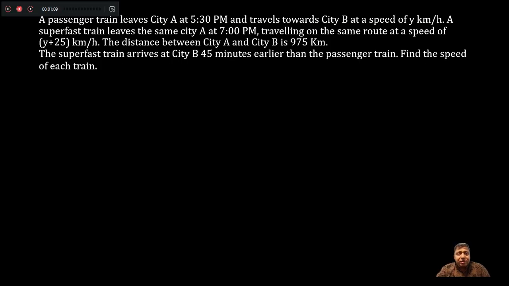So the question says, we have a passenger train that leaves city A at 5:30 p.m. and travels towards city B at a speed of y kilometer per hour. A superfast train leaves the same city A at 7 p.m., traveling on the same route at a speed of y plus 25 kilometer per hour. The distance between city A and city B is 975 kilometers. The superfast train arrives at city B 45 minutes earlier than the passenger train. We have to find the speed of each train.